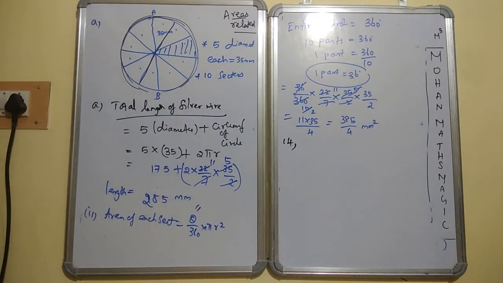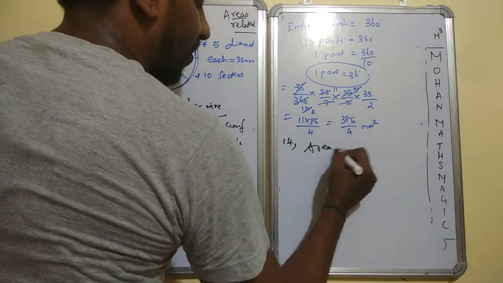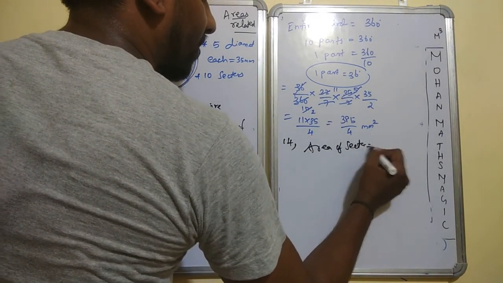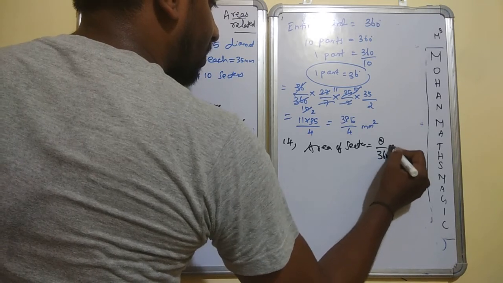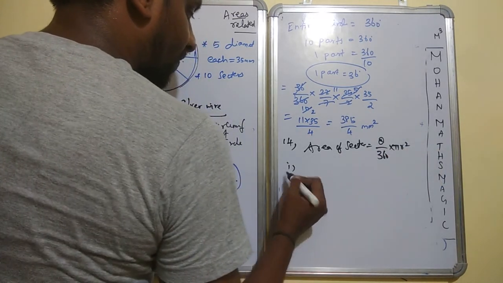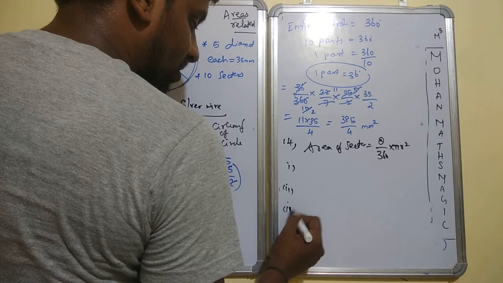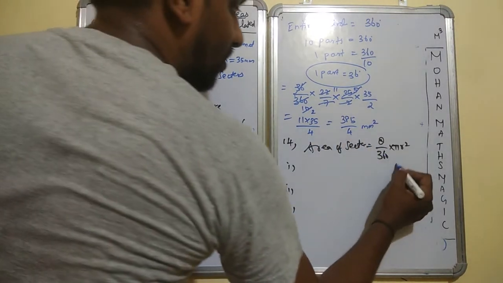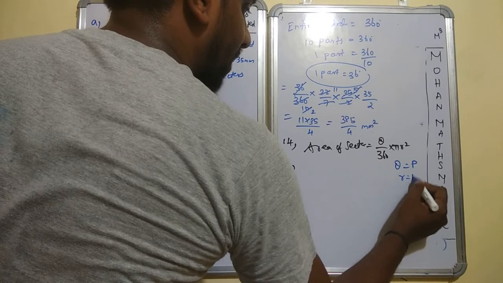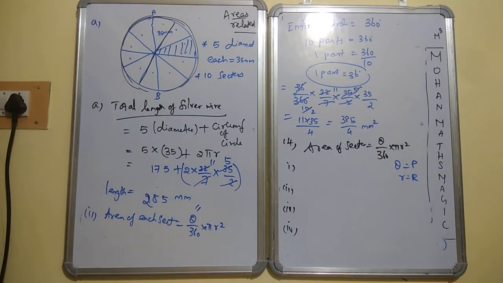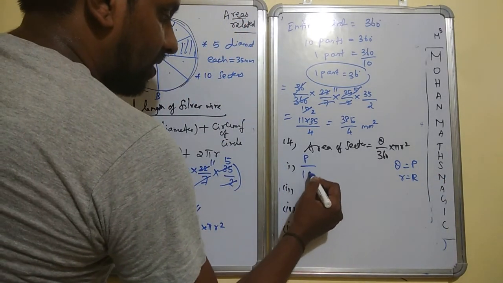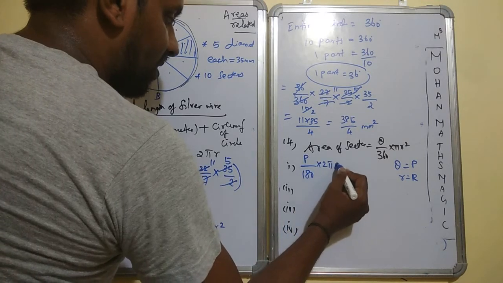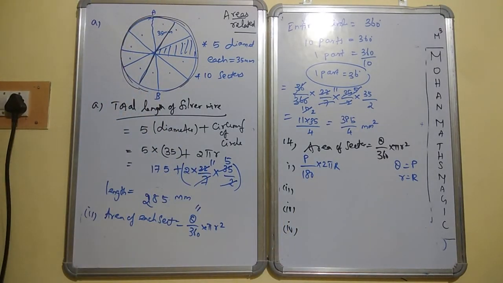So area of a sector. What is the formula for area of a sector? The formula is theta by 360 into pi r square. But they have given you 4 options. In the 4 options, which option will sync? First option, here radius is r, angle is p, that is theta equal to p, radius is capital R. P by 180 into 2 pi r, will P by 180 into 2 pi r come, or P by 180 into pi r square.